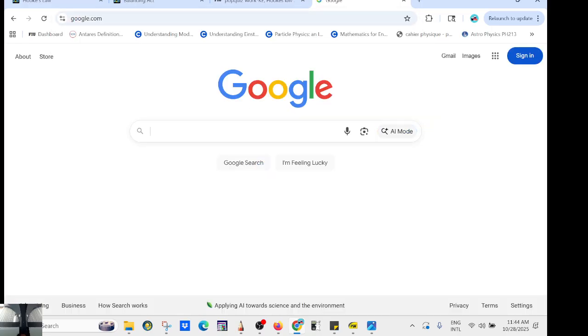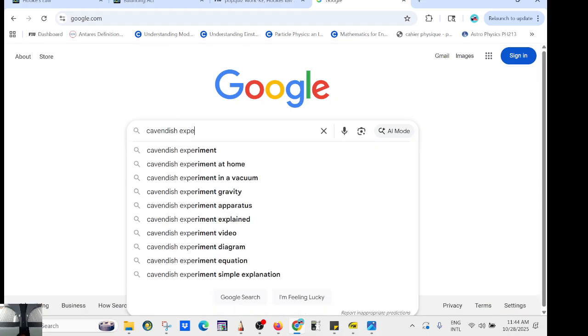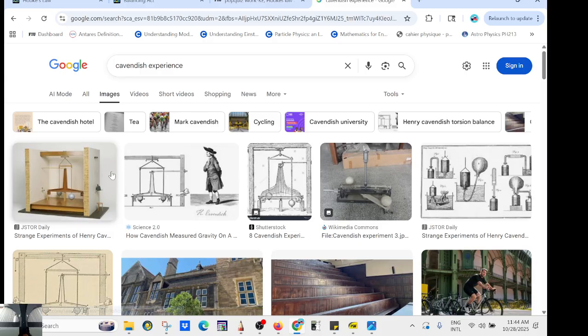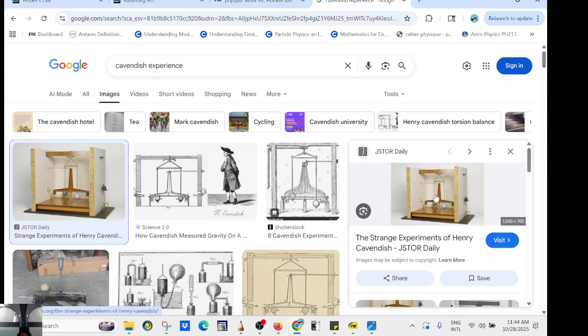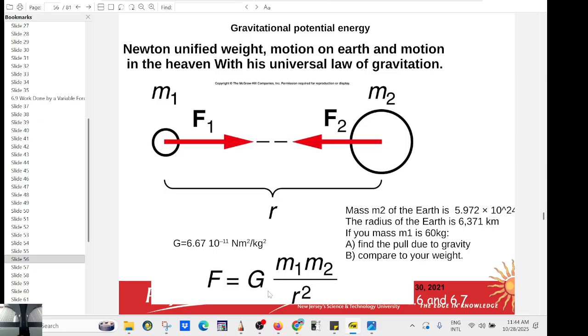And G was not computed by Newton. He found the equation. It was a very famous Cavendish experiment. You can look it up. He did the experiment to find G, to find that constant. By finding the constant, he found the mass of the Earth. If you have that constant, you can find the mass of the Earth. He weighed the Earth in a way. Is that clear?